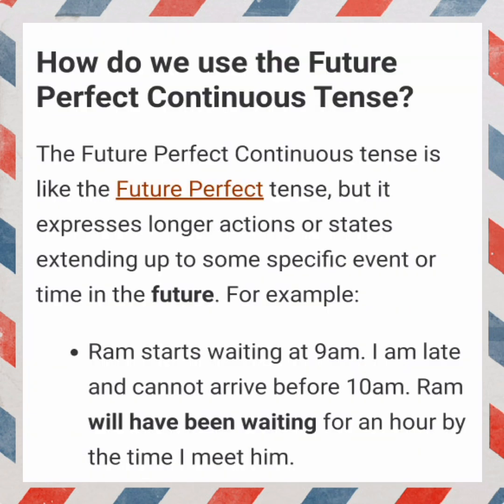How do we use the future perfect continuous tense? The future perfect continuous tense is like the future perfect tense, but it expresses longer actions or states extending up to some specific event or time in future. Example: Ram starts waiting at 9 a.m. I am late and cannot arrive before 10 a.m. Ram will have been waiting for an hour by the time I meet him.